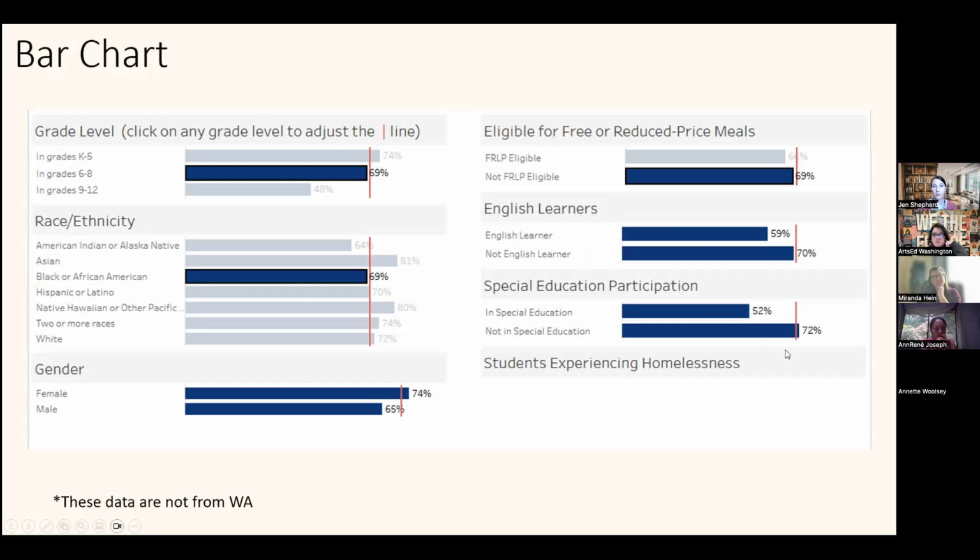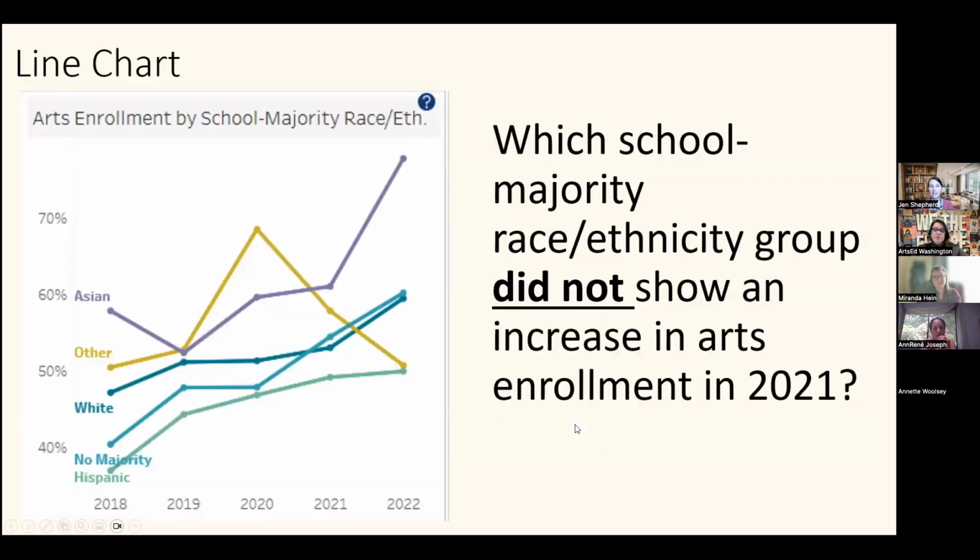So with this dashboard, which our student level states provide, you can mix and match all these different combinations and really get a deep look at what does arts participation look like among these different combinations of students. Very powerful. Unfortunately, we don't have those data yet for Washington, but hopefully you all are on the path to be able to provide those in the future, because then you'll be able to answer a lot of questions with those data. But let's switch over to line charts.